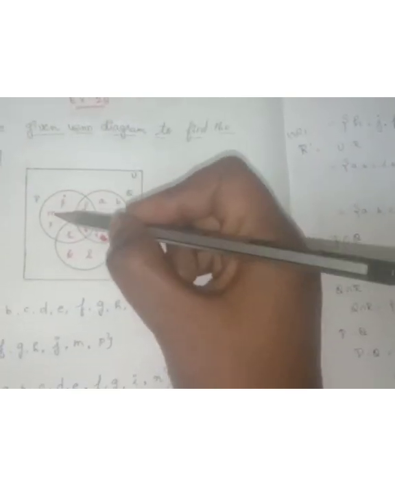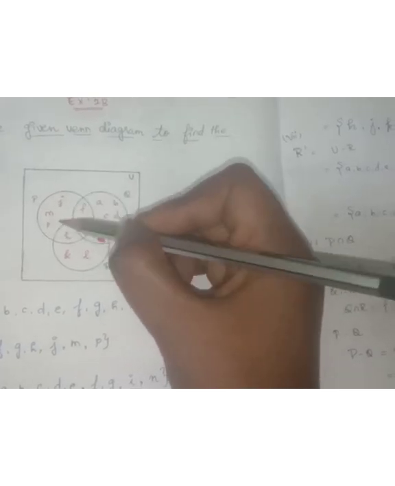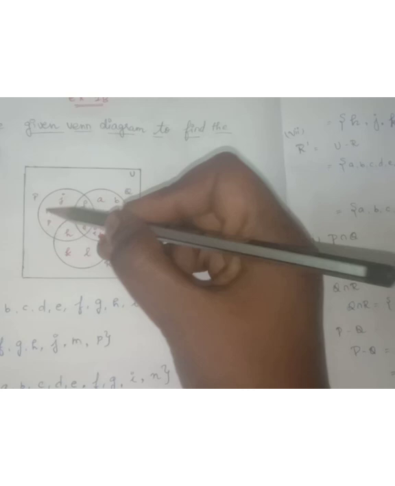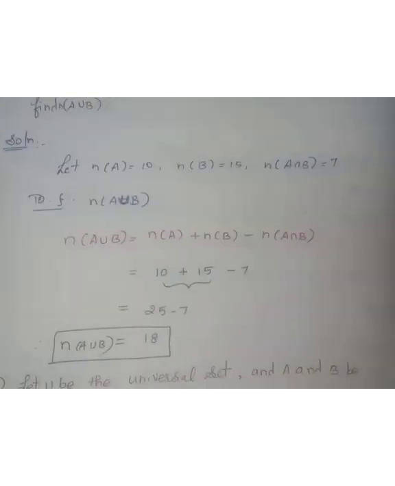So the next one, not only JMP, FJMP, because this is the P circle. So in this P circle, the common is cancelled. The remaining of this circle, FJMP, is the answer.